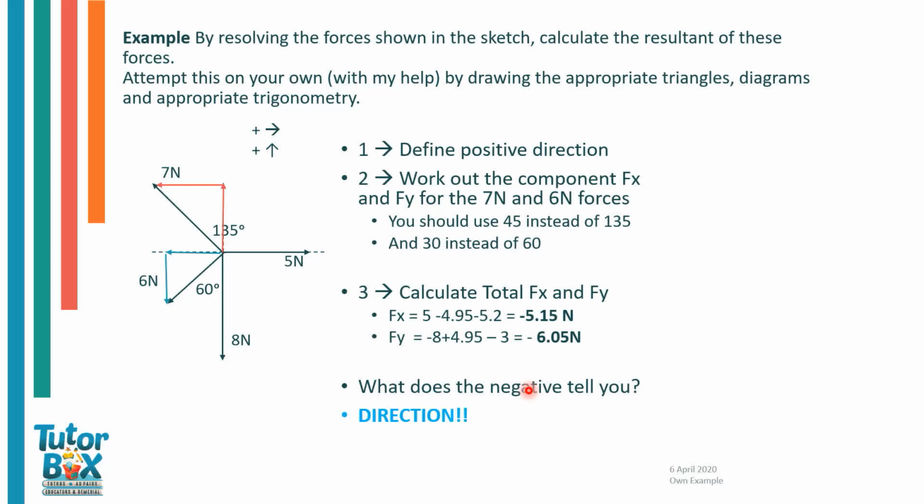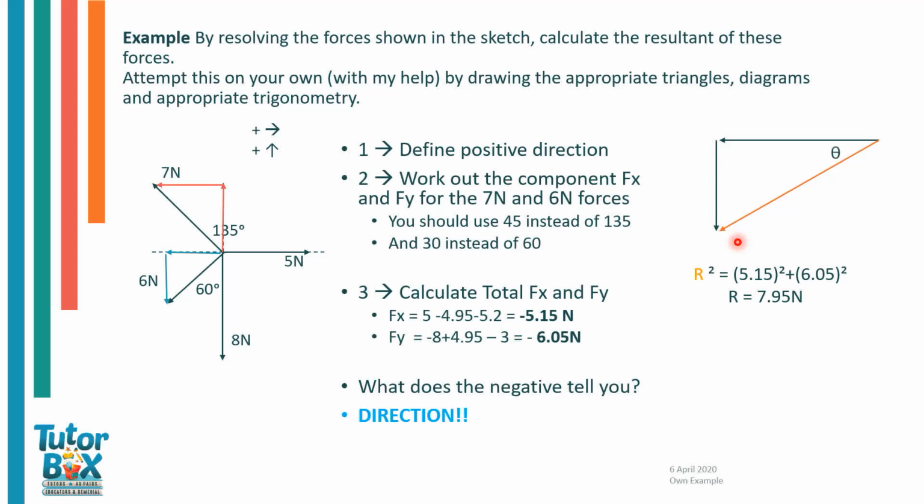Direction. Remember, we've assigned a direction. So now we know that these are to the left and down. We rearrange our head to tail and we put in a resultant. Now our resultant squared will be your 5.15 squared plus your 6.05 squared, and your resultant is 7.95 newtons.